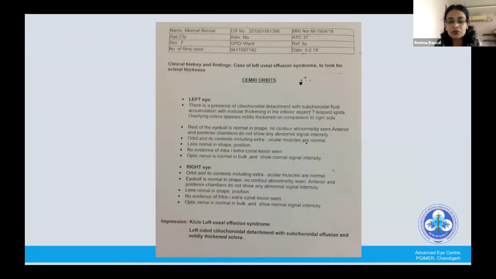And to tell you the truth, this patient, 18 months after this diagnosis, presented to us with a full-fledged exudative detachment in the left eye.